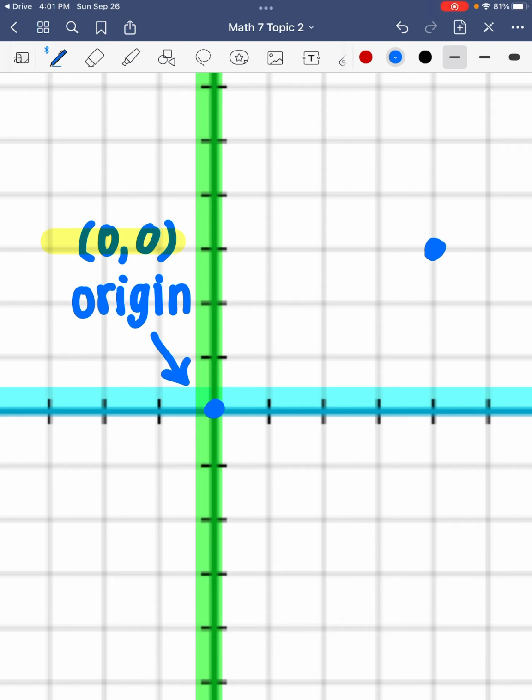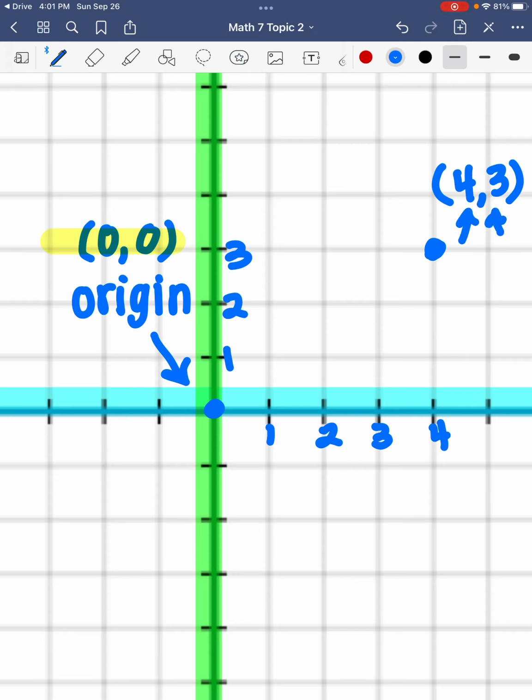So this would be 1, 2, 3, 4. And on the y-axis, we go up 1, 2, 3. So that would be the point 4, 3. Notice I labeled my x coordinate first and my y coordinate second. Okay? So that would be the point 4, 3.